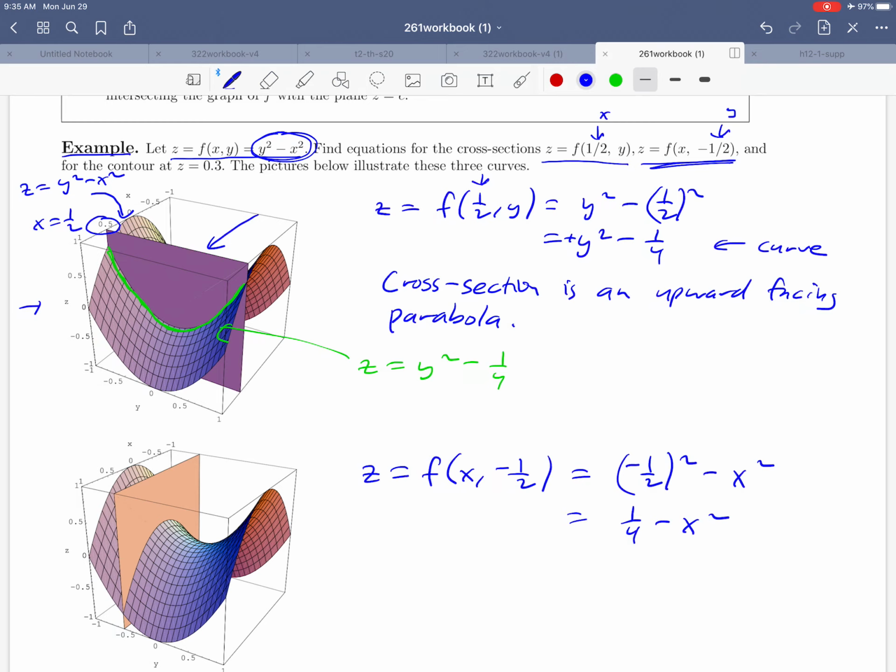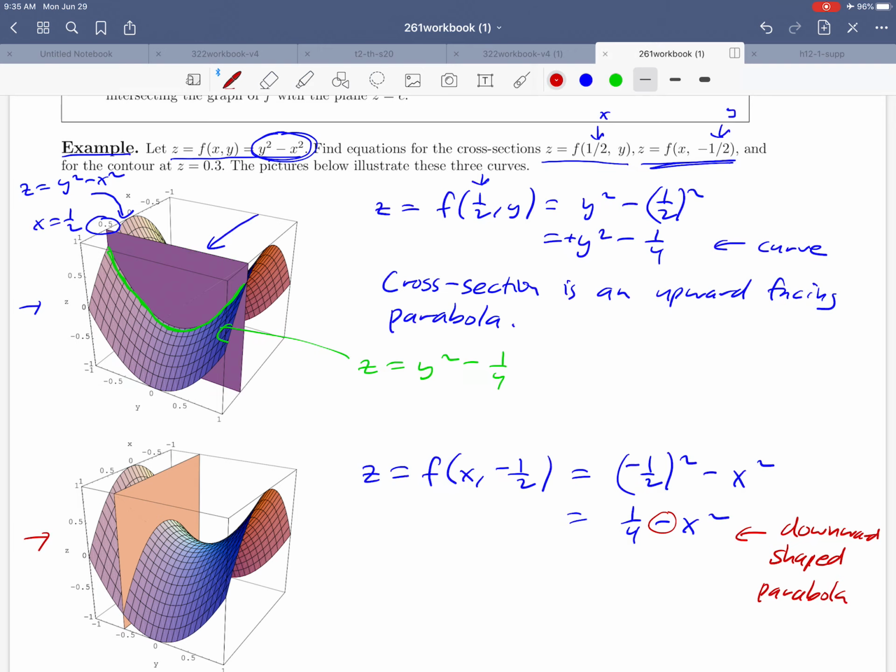And then the question is, what are we looking at there? Well, notice that that's also a parabola, but this time we've got a minus sign in front of the x squared, so that's a downward shaped parabola. Okay, and this downward shaped parabola is also a slice of our surface, and we can see it in the picture to the left.